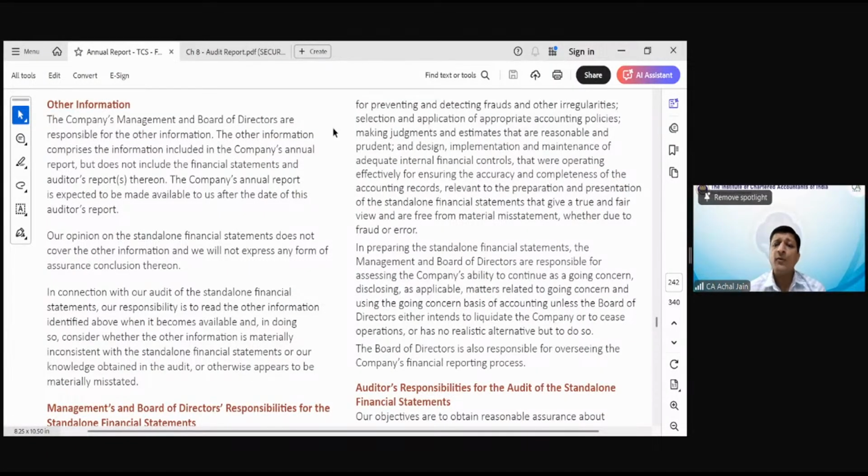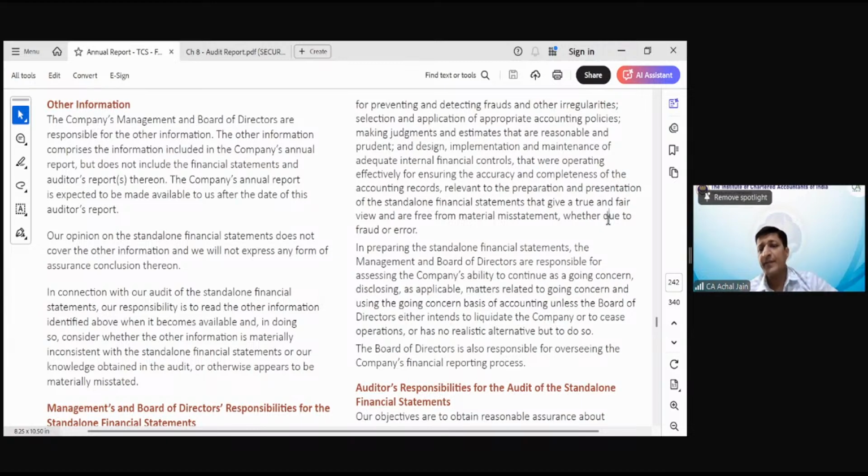in preparing the standalone financial statements, management and board of directors are responsible for assessing the company's ability to continue as a going concern. Now you may be thinking that, sir, going concern is already covered. There was a section, but why is this repeated? See, it's not repeated. That section, of course, is about the going concern, but there is an aspect of reporting on that. What if no reporting is required there? Still, the management is required to assess this or not. Management needs to consider that this is the fundamental accounting assumption and accordingly do the accounting or not.